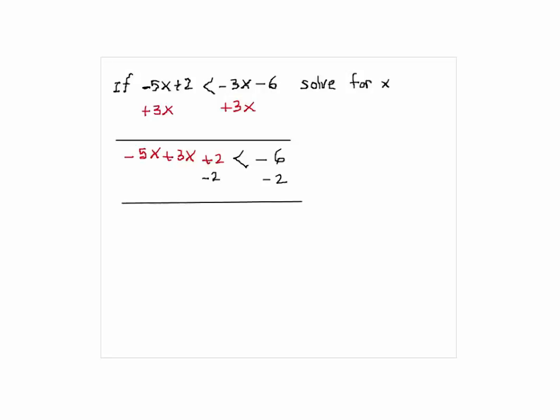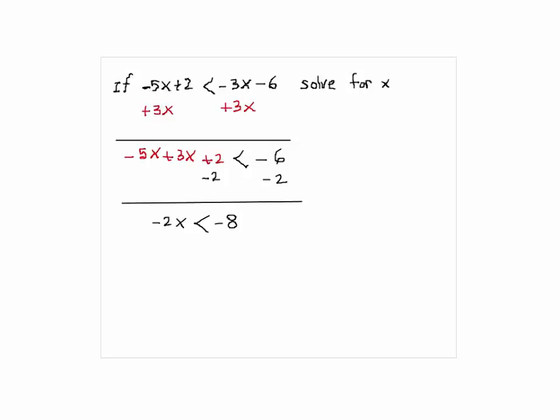And then here I would get, what do I get on the left-hand side? Minus 5x plus 3x. What do we get? We get negative 2x. Negative 2x is less than what? Minus 8, right? Negative 8. You mean negative 8.